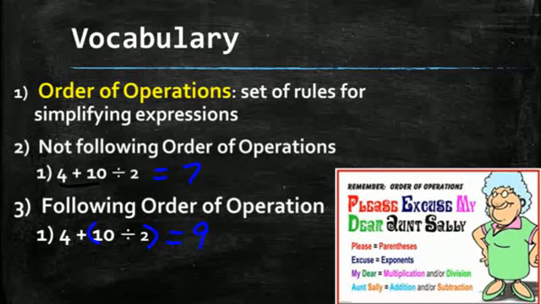If you follow the order of operations, you do division first. So we would put our parentheses around the 10 divided by 2. I just usually put that there, so it helps me know that I have to do the division first. So 10 divided by 2 is 5. 4 plus 5 gives you 9. 9 is actually the correct answer, not 7. So following the order of operations is very important.